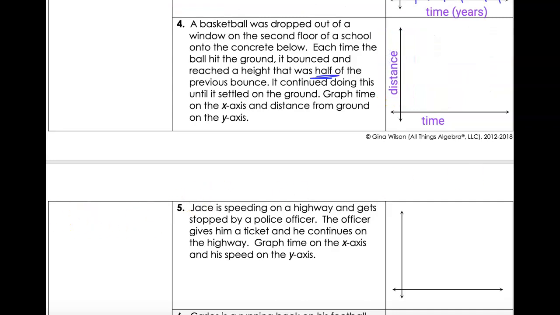All right. So then we graph our example. We drop the ball out of the window, so it hits the ground. It goes up halfway, hits the ground again, halfway, and it's just going to keep doing that until eventually it's back on the ground. Now yours might not go up exactly half, but as long as it's pretty close to where it should be, then your graph is correct.